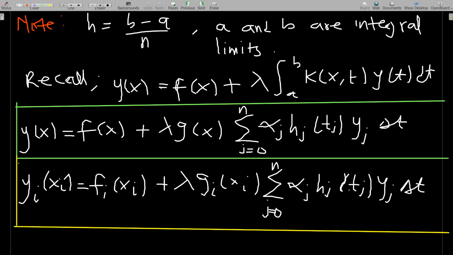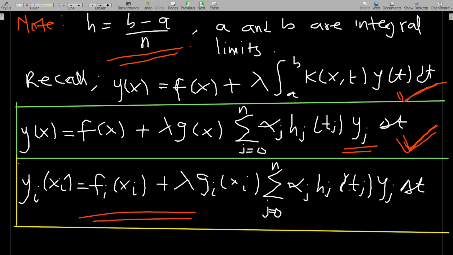So that is it. Now h is equal to, like I said, in all cases, b minus a over n. a and b are the integral limits, and n is the number of nodal points given. So now record that when you have an integral equation of this form, then the solution is this. Now we have some y j's in our solution. So to find your y's, use this formula, and you know how to find your delta t and alpha j's.